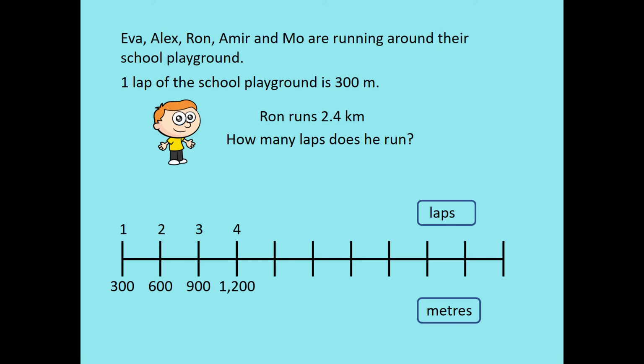So how am I going to figure this out? What do I need to do? Have a think. Well, I need to see how many times 300 meters fits into 2.4 kilometers. And 2.4 kilometers is 2,400 meters. So, how many times does 300 go into 2,400? Well, we know it's double 4, because that's 1,200. So 300 would fit in 8 times into 2,400. 8 laps.